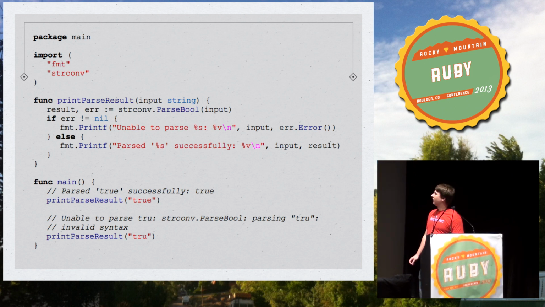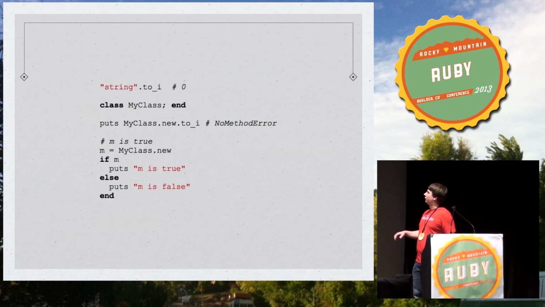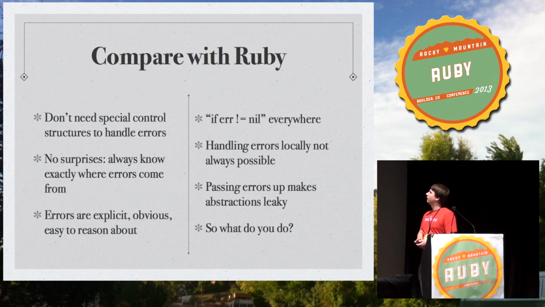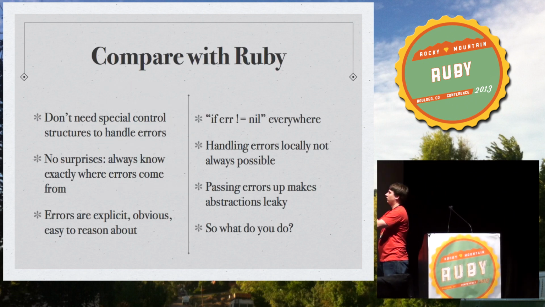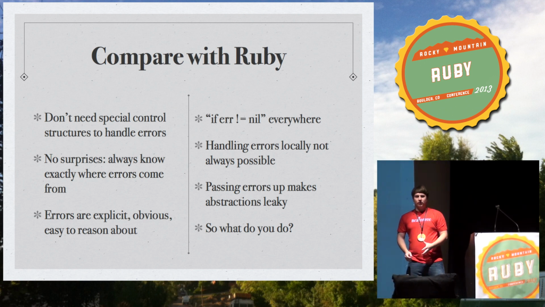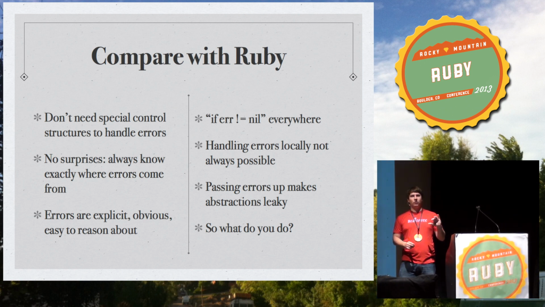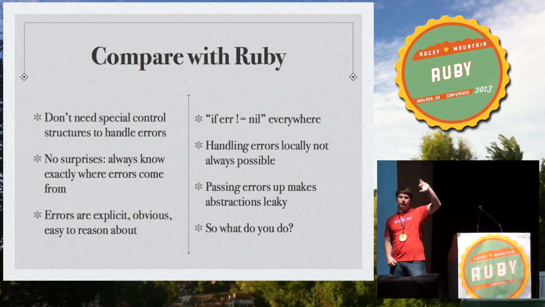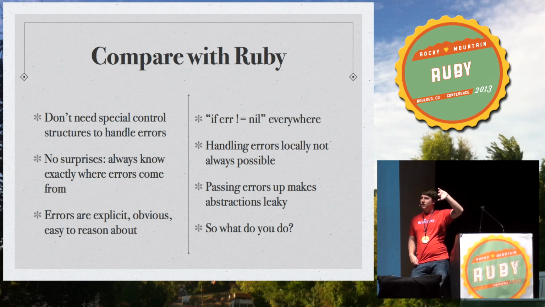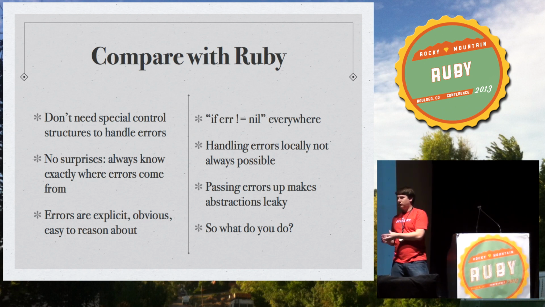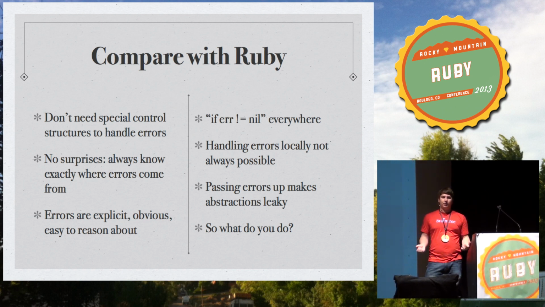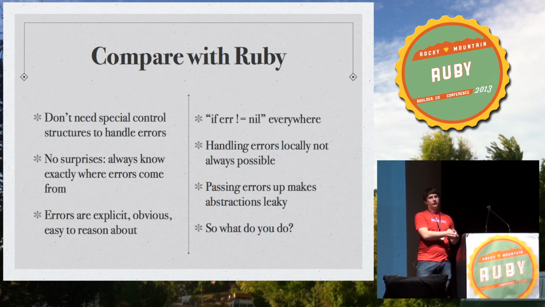I have a slide here about how similar types of operations might raise in Ruby, but I don't think I have time to do it. So compared with Ruby, you don't need special control structures. You have no surprises. Moreover, similarly to how with Go the interfaces are present and explicit, which makes them easier to reason about, the errors are also explicit and there. It's very easy to say, if this happens, I can just throw it up the call stack, but if this happens, I can handle it.